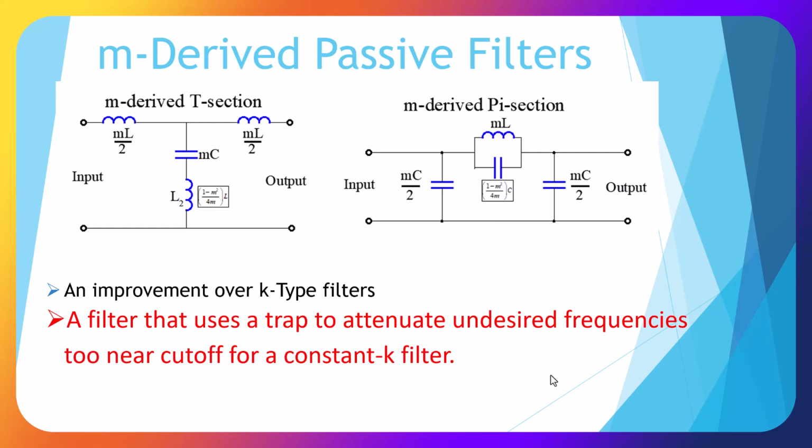Here are M-derived passive filters. We have a T section and pi section, and they have a combination of these, and we have a formula based on M, and it's supposed to be an improvement over the K type. And according to the FCC, the filter uses a trap to attenuate undesired frequencies too near cutoff for a constant K filter.